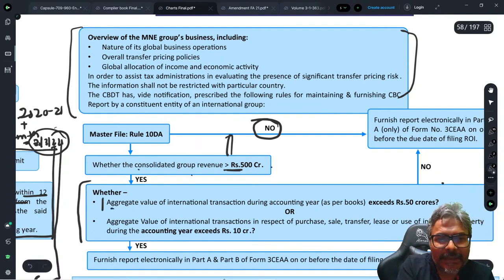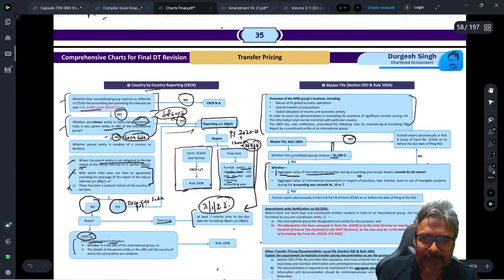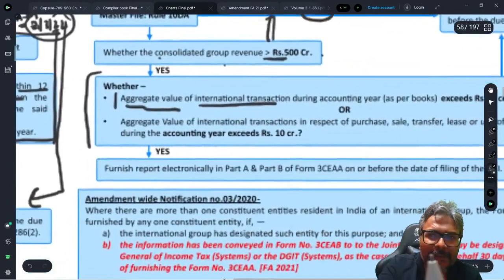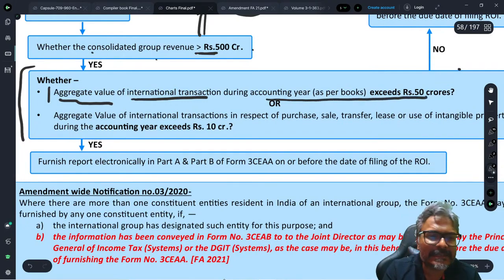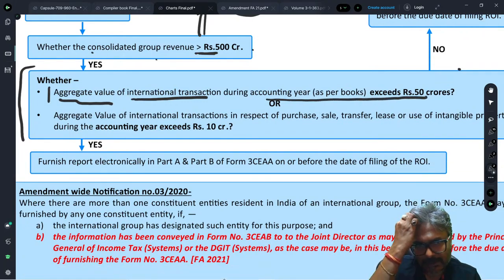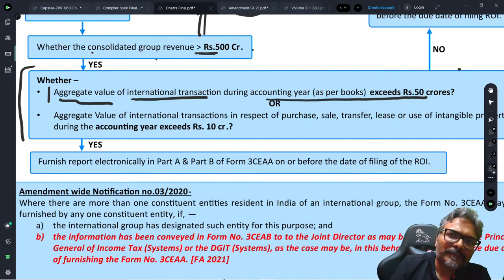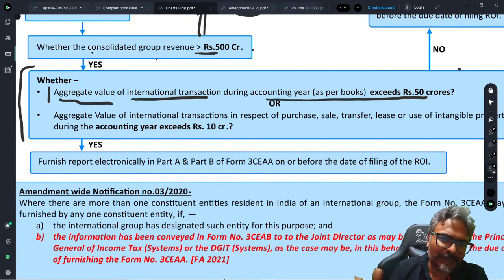So whether the aggregate value of the international transaction, be careful students, whether the aggregate value of the international transaction during the accounting year as per the books exceeds rupees 50 crores. If you say the answer is yes, that the aggregate value of international transaction during the accounting year exceeds rupees 50 crores, so that's it. Master file you have to now file and maintain.